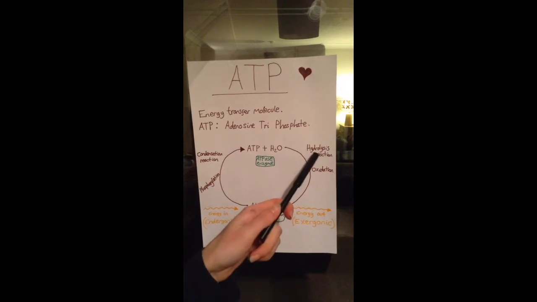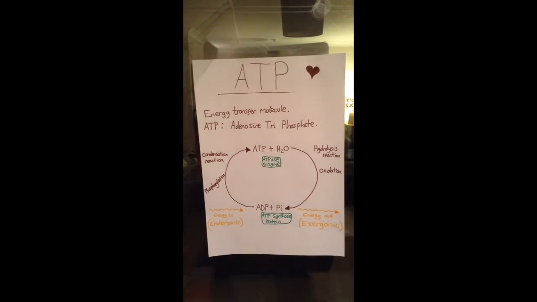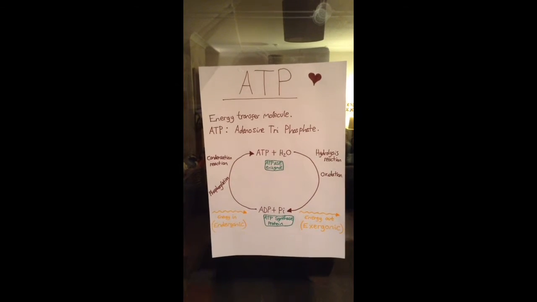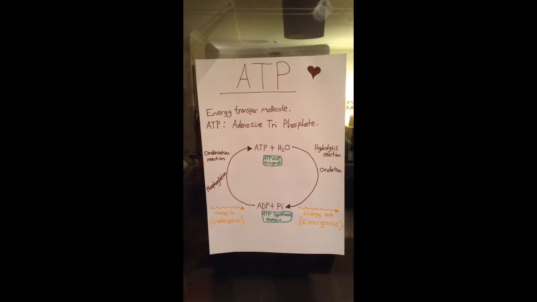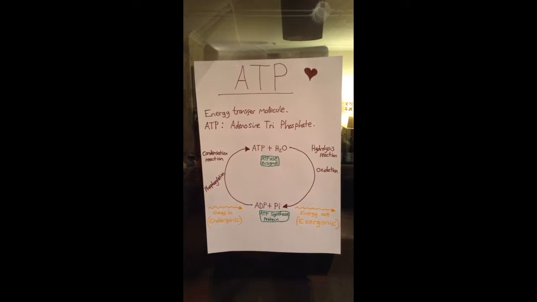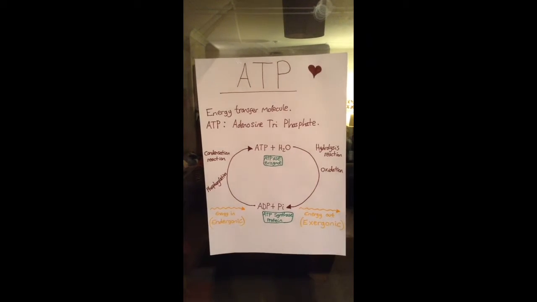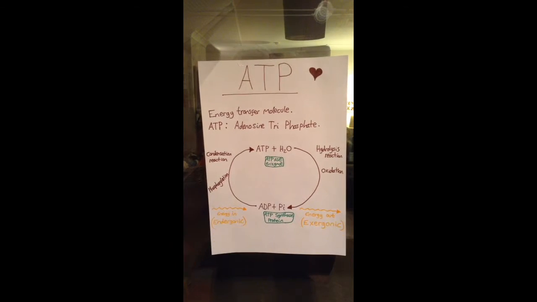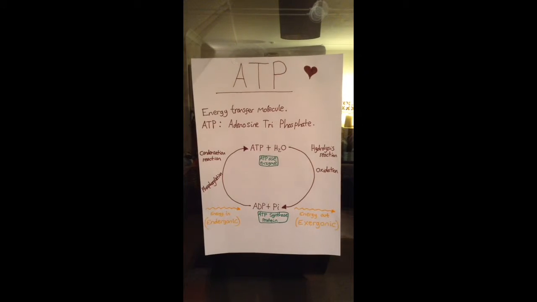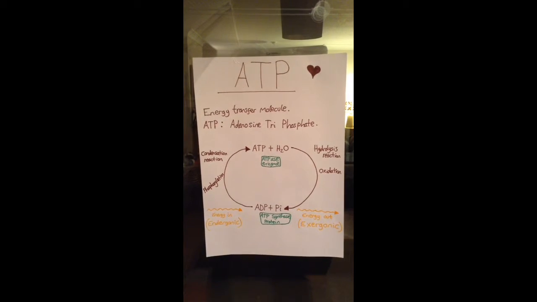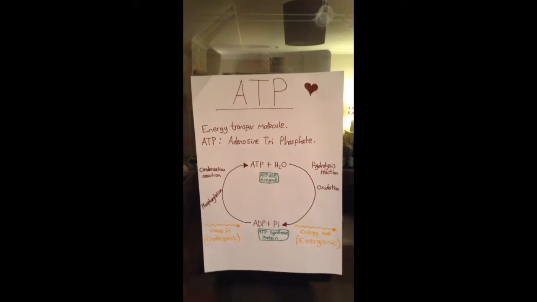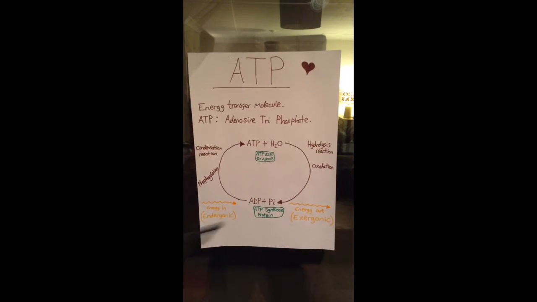This is a hydrolysis reaction, and it's also oxidation. And that actually is what releases energy. The losing of the phosphate group releases energy, and this is called exergonic. Then you are left with ADP and Pi, which is an equation you'll use a lot when you're doing respiration and photosynthesis and all that kind of stuff. And so you're left with ADP and Pi.